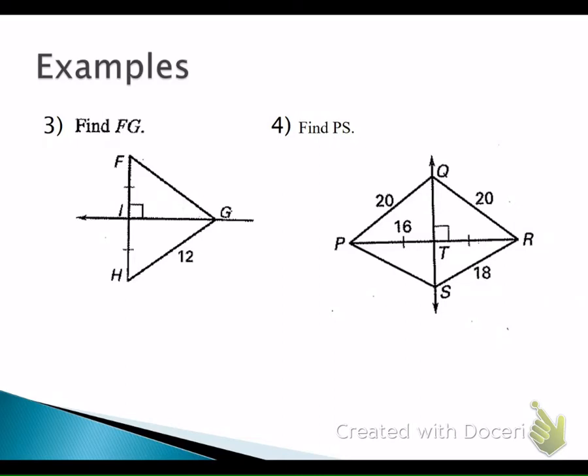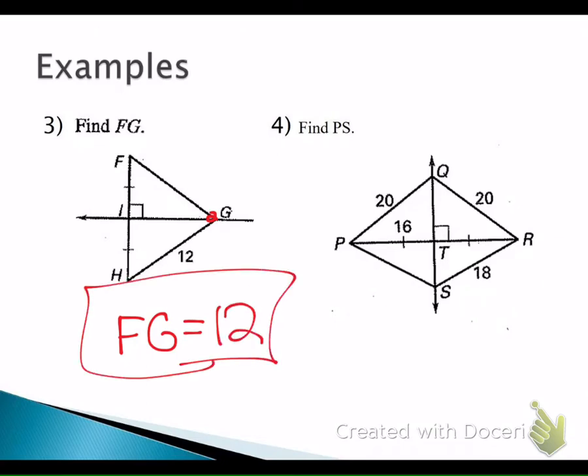All right, so those of you that chose number 3, notice that G is a point along the perpendicular bisector. So what's the length of FG? 12. It is 12. Good. Now the one that's a little trickier than just picking out one number. Number 4, S is on the perpendicular bisector. Fun fact, so is Q. See how Q is 20 and 20? That's fun, right? So for S, how am I going to find PS?